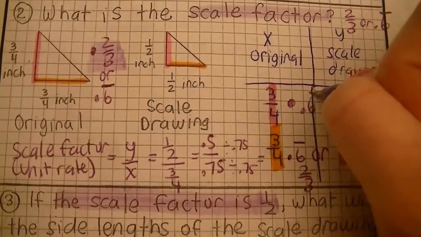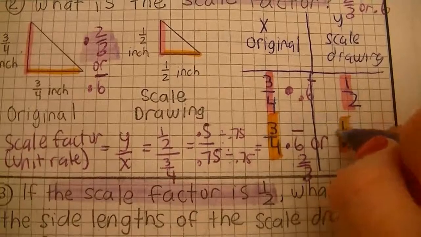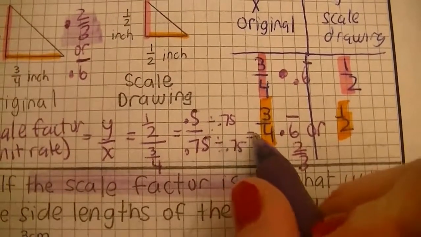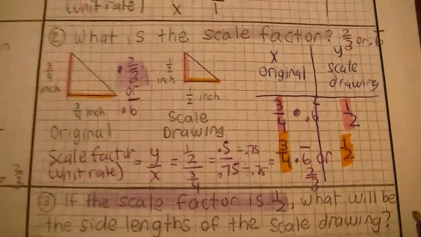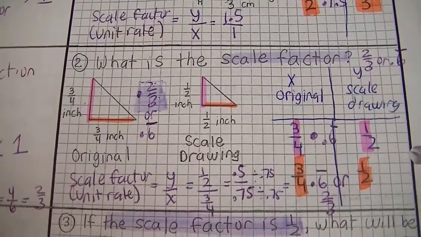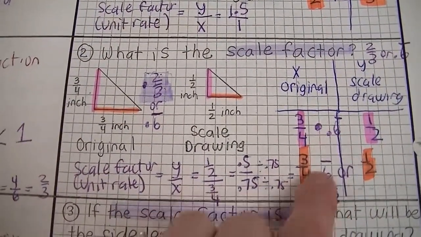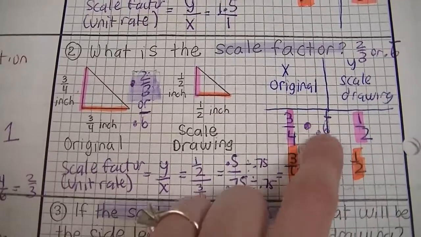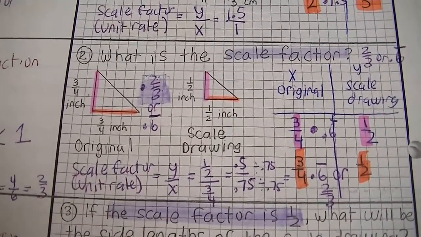Times 0.6 repeating. And then this one should say times 0.6 repeating, but you'll see that I kind of ran out of room, so it's carried over right there. So I hope that doesn't confuse anybody. So you see in this example right here, we got a repeating decimal as our scale factor. I want you to know this though.